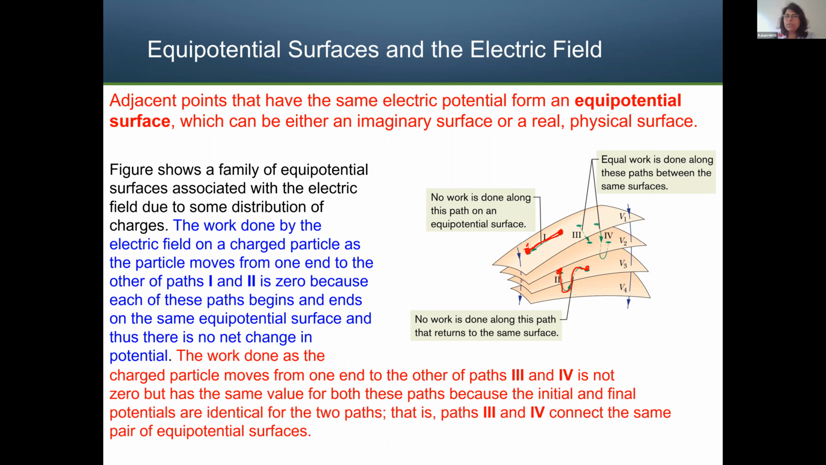Conservative forces means the work done is independent of the path. One of those forces is the electric force, and gravity is the other one. You discussed this in your physics 1 class. So still no work done.